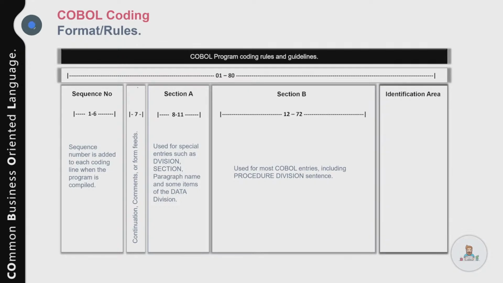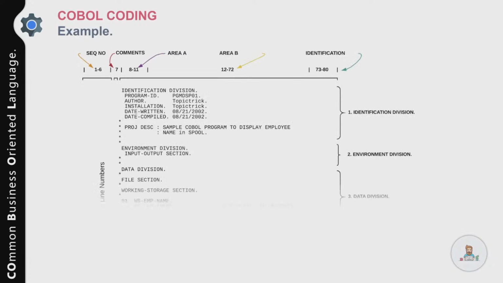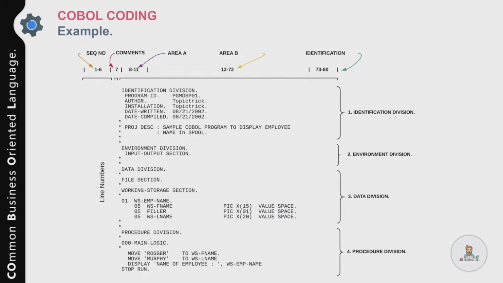Then you have position number 73 up till 80, and this area is called the identification area. These positions were originally used to identify a program, but they are not used anymore today. Now let me showcase a sample COBOL program so that you can understand how exactly you can write your COBOL program which follows the coding rules that we have discussed so far.